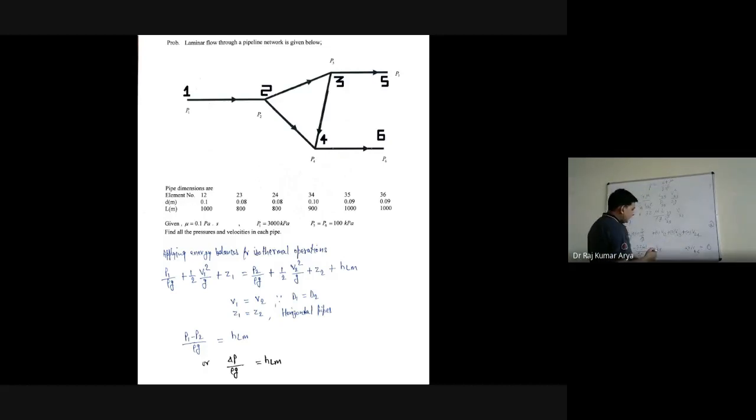So you have 3, 5, and then 3, 4 is not there. So you can make it 0 of V34. Okay? Is this fine?